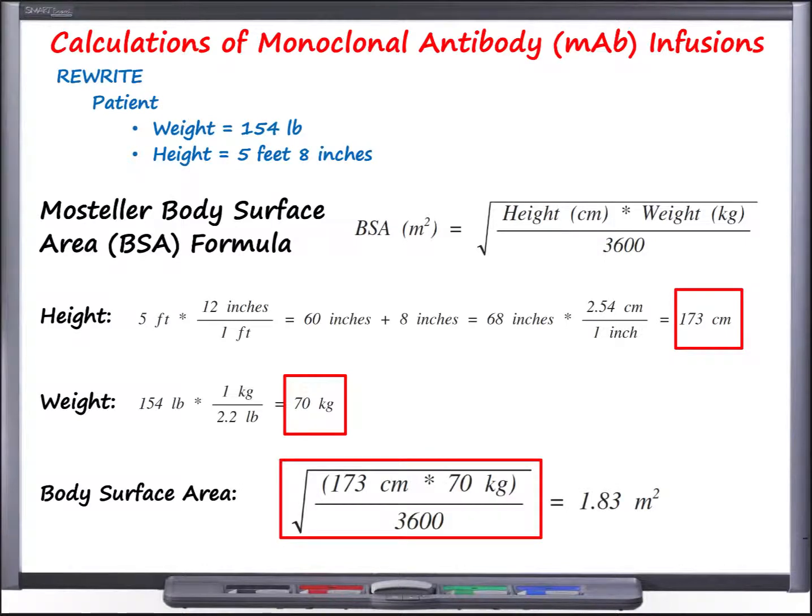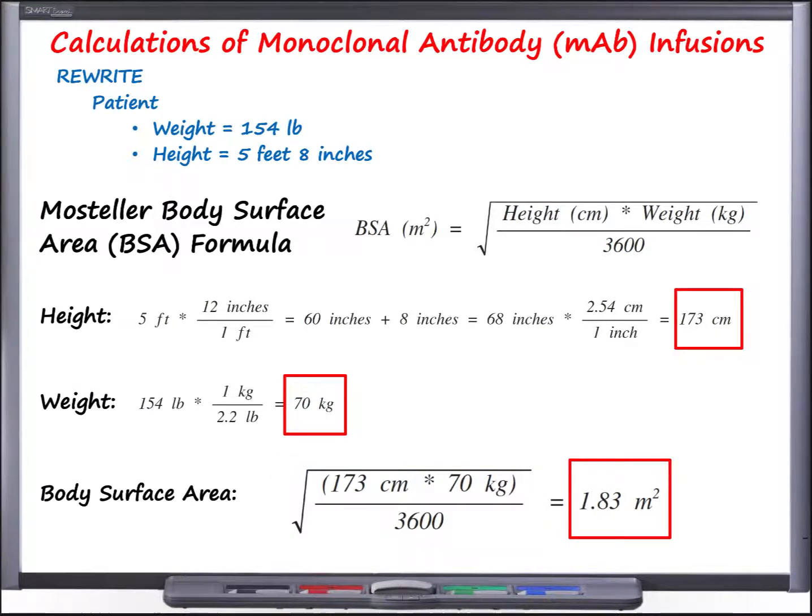So I'll set up the formula like this, and we'll take their height of 173 centimeters times their weight, which is 70 kilograms, divide that by 3,600, take the square root of that, and you should get a final value for this patient's body surface area to be 1.83 meters squared. Now, with that information, we can actually go to answer the questions.